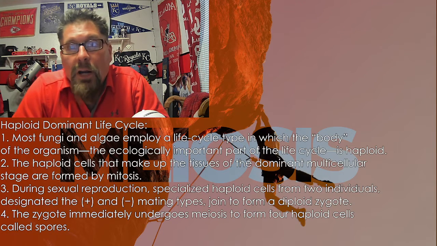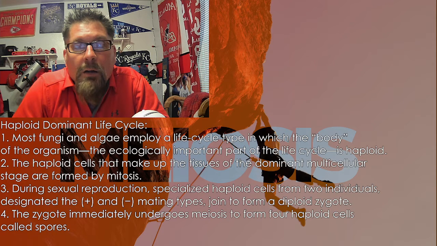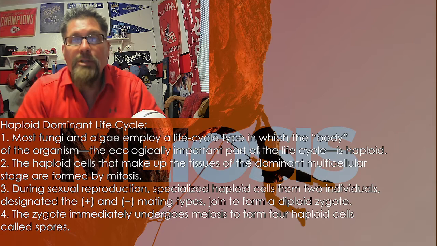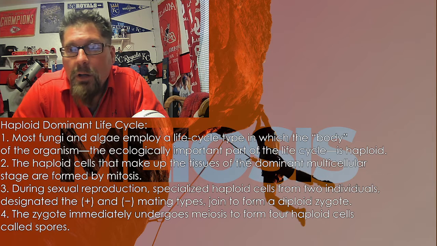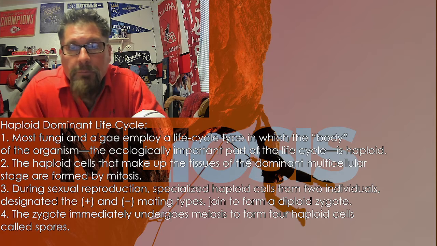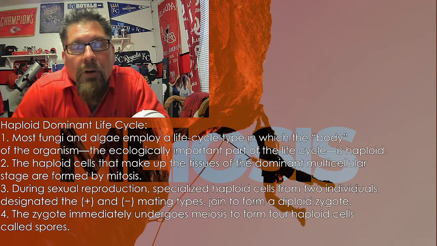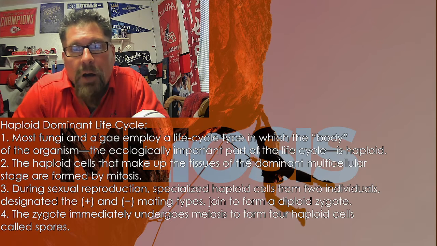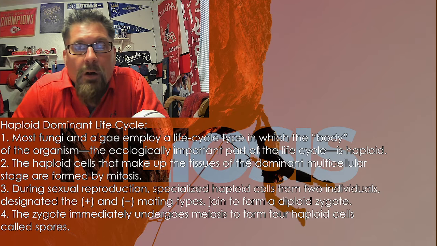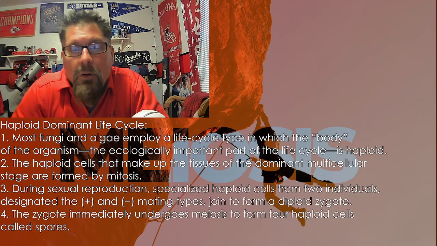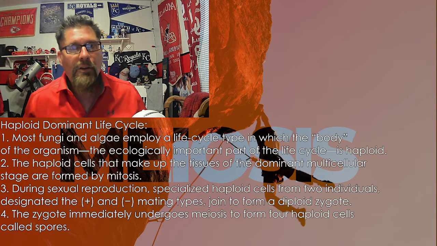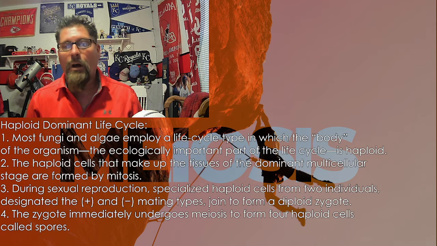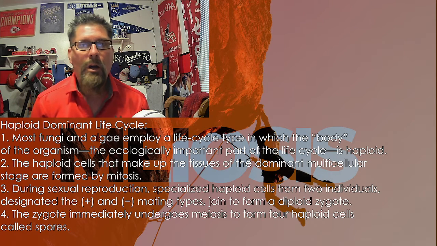Now when we're looking at the haploid dominant life cycle, fungi and algae are ones that participate in this, where the actual body of the organism is haploid, but the main cell that it's concerned about, the spores, those are also haploid. So it's all haploid, and there's a little bit of diploid when the fertilization has occurred. But what you want to think about is this is outside of the organism. These are spores that have been made.